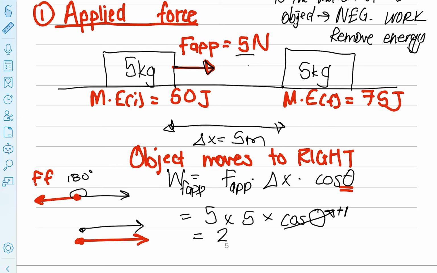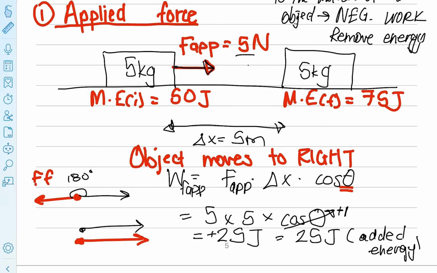Eventually, you'll get an answer of 25 joules, positive 25 joules. And you can even add that if it's positive 25 joules, it means 25 joules of added energy. And that once again proves our point. Forces that act in the direction that our object is moving in will do positive work. That's why our answer is positive. But they will add energy too. Doing positive work means you add energy. And that's what we see here.